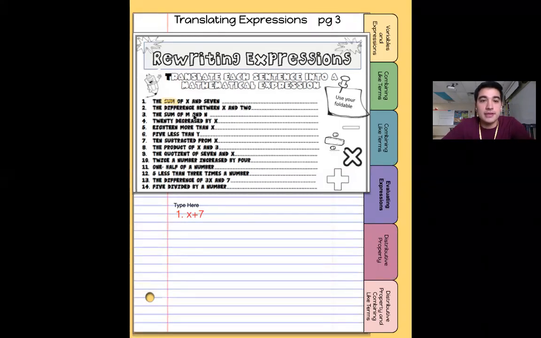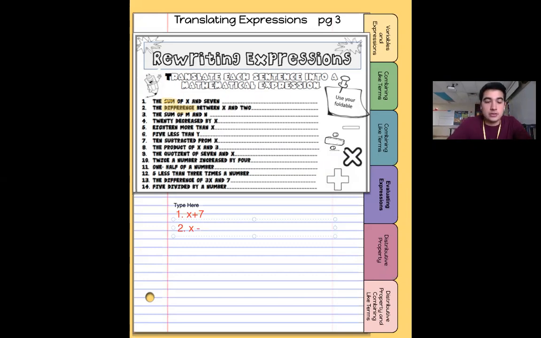Number 2, the difference between x and 2. Again, let's highlight the keyword, the difference. Difference is obviously the key word here, okay? So the difference between x and 2. Again, x comes first, so let's write x. Now the difference tells me the operation is minus. So x minus 2. The difference between x and 2, we can write as x minus 2, okay? That's it. It's that easy.